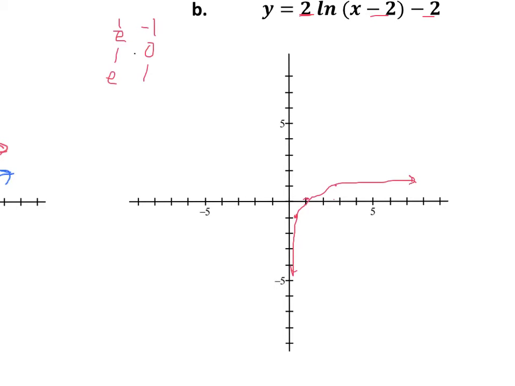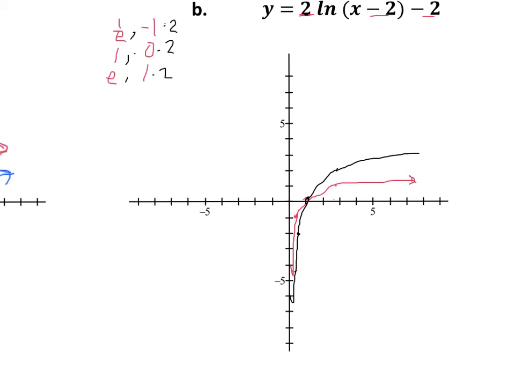Okay? Now let's start messing around. So now, this 2 out front, like Josh said, is going to stretch it, so we're going to times all of our y values by 2. And these are all points, by the way, so we're going to times each by 2. So now our new points are 1 over e and negative 2, so now we're right here. 1 and 0 stays the same. And e and 2. So now we're up here.